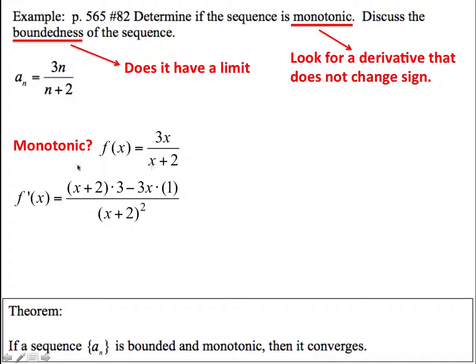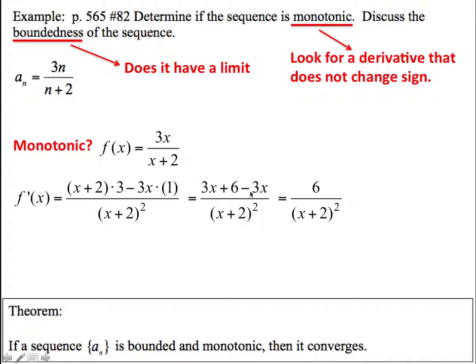I'm going to simplify the top here. It looks like I have 3x plus 6 minus 3x, all over x plus 2 squared. I'm not going to touch the bottom. I'm going to simplify the top a little more, because things cancel, and the top just ends up being 6. So 6 over x plus 2 squared.